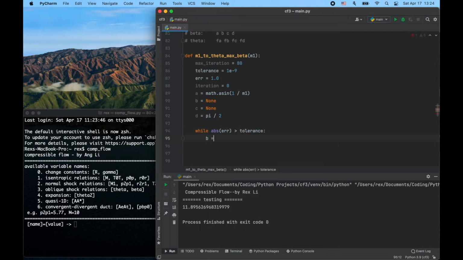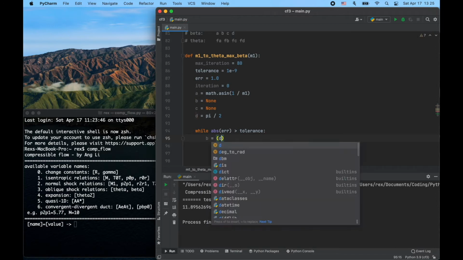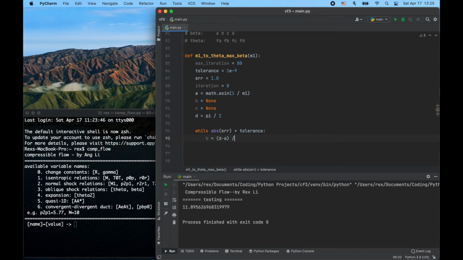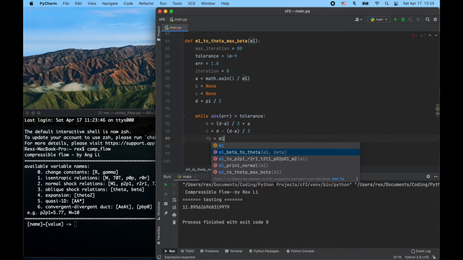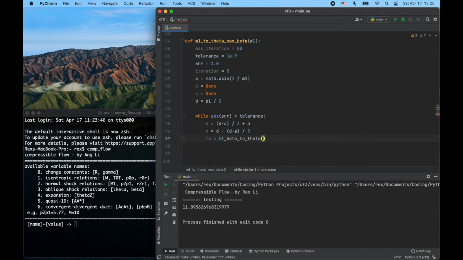We first update B and C values. B is equal to the range between A and D divided by 3 plus A. And C is going to be D minus this. And we update function, we update FB and FC.